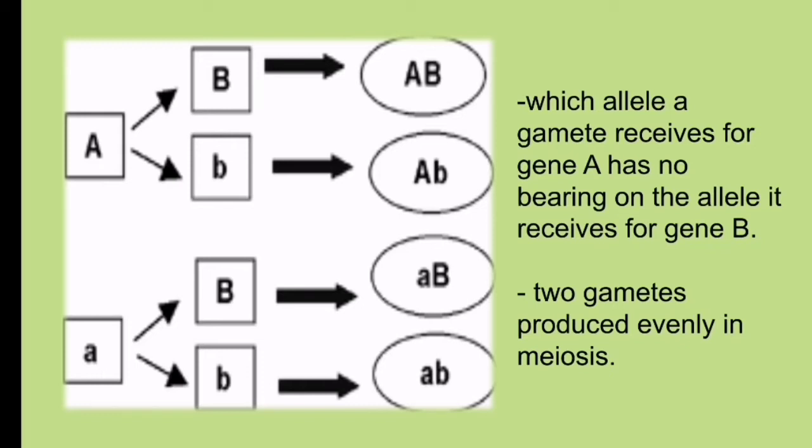Likewise, if the gamete receives the recessive allele for gene A, it is equally likely to receive either of the alleles for gene B. So these are all the possible gamete genotypes that could be created from this parent. And this law of independent assortment tells us that each combination has an equal chance of occurring, because the allele you give a gamete for one gene has no bearing on the alleles that gamete receives from other genes.